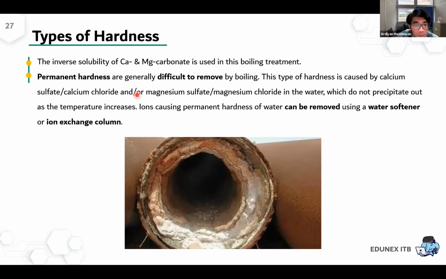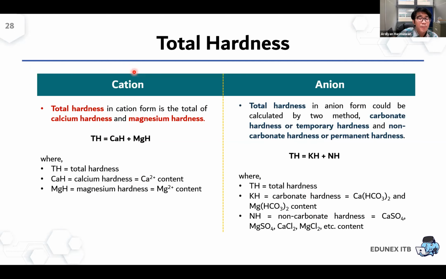How to treat the permanent hardness? Normally, it's using other chemicals. We call it a water softener. We will discuss it later when we discuss internal treatment, water softening, or using the ion exchange. Okay, this is the type of hardness.